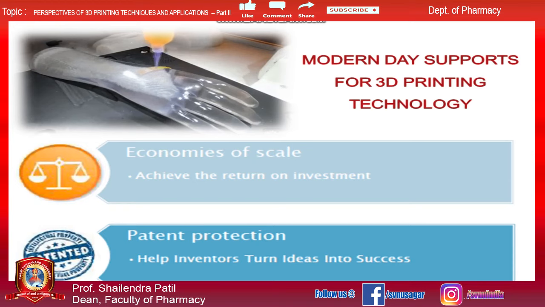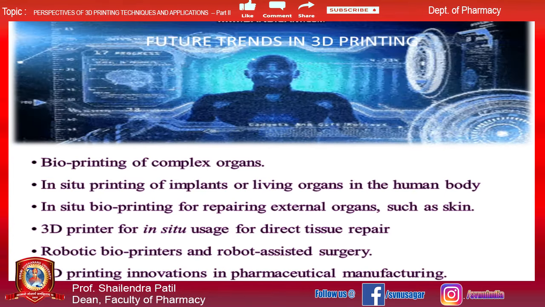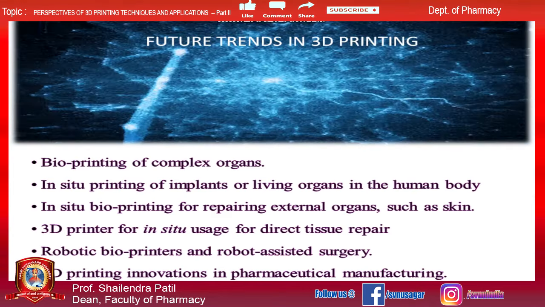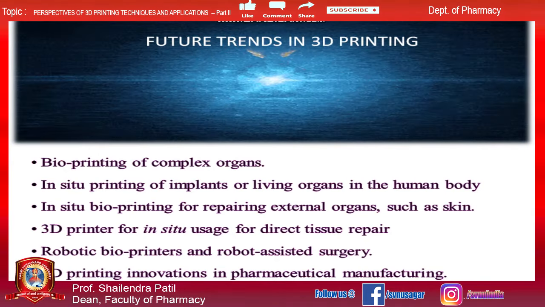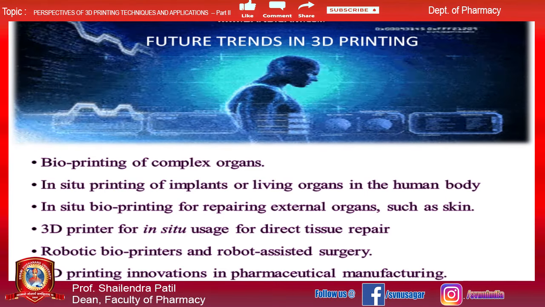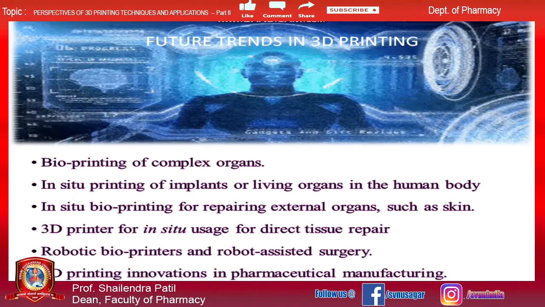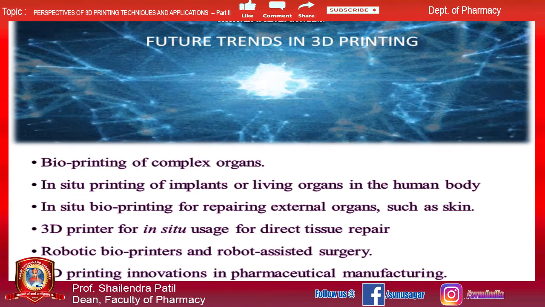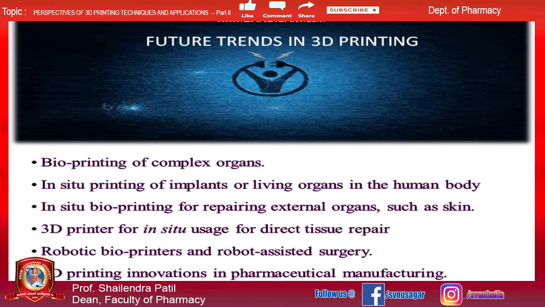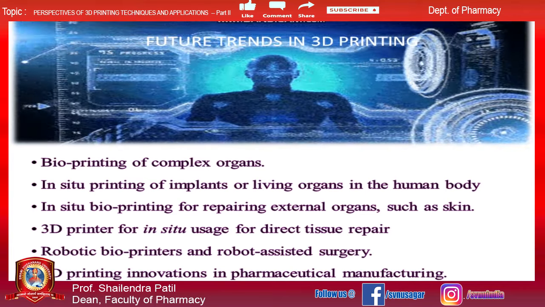Now the future trends which can be explored in coming time in context to 3D printing techniques: it can be utilized for complex organs. In situ printing of implants or living organs in the human body can be an area for that. In situ bioprinting for repairing external organs such as skin. Likewise, you can use this technology and repair organs and skin on site. That can also be utilized in coming time. Apart from that, 3D printing can be used in situ for direct tissue repair.